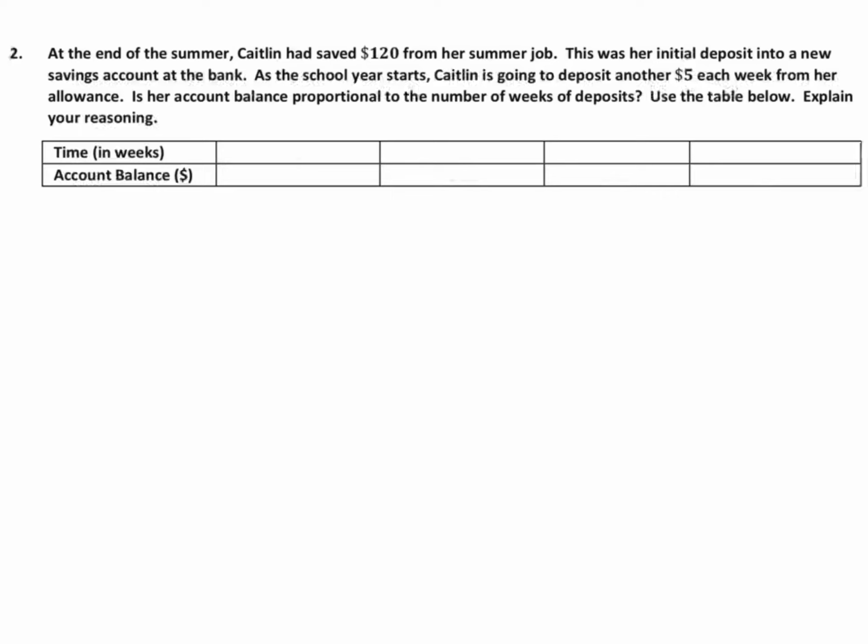So before she starts her deposits, meaning week 0, she has $120 in her account. After 1 week, she adds an extra $5 to that. So now she's at $125. Then in the next week, she adds another $5. So she's at $130. And then at week 3, she adds another $5.